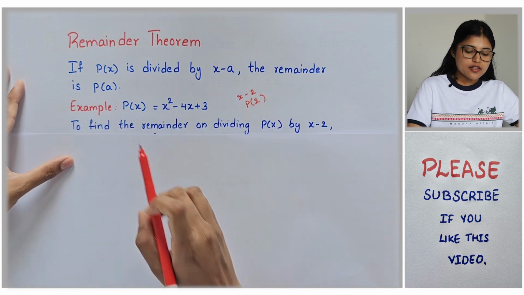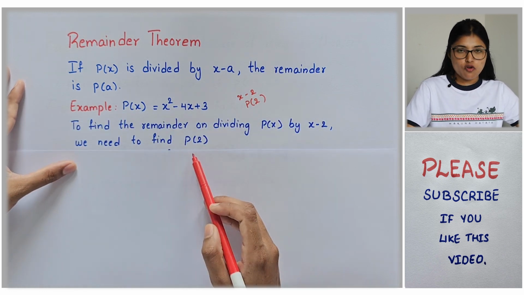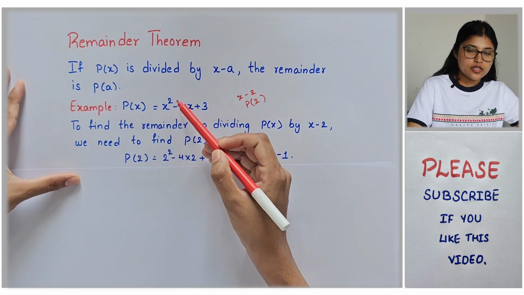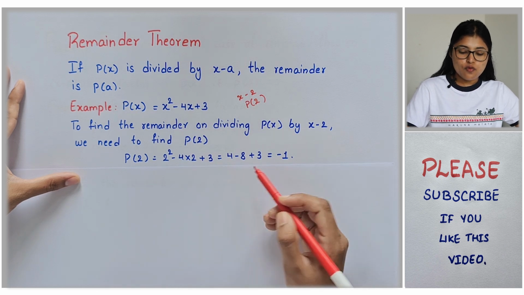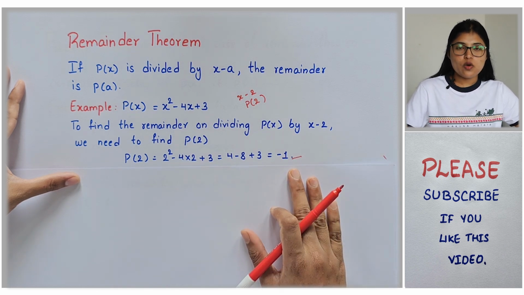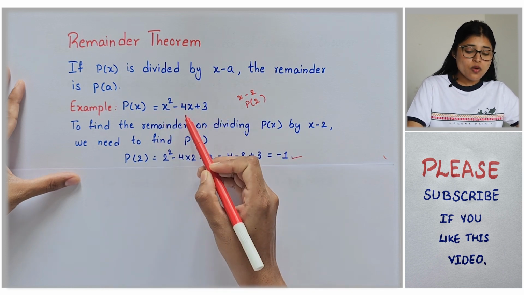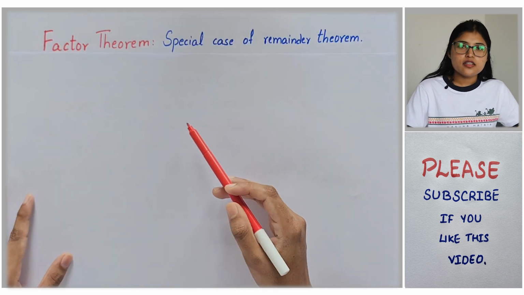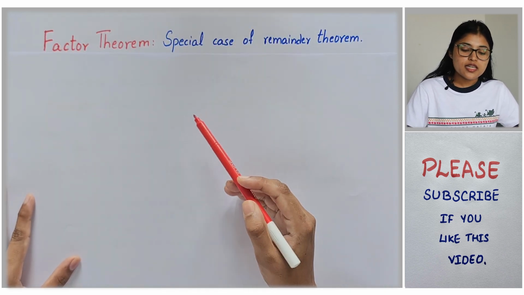So, to find the remainder on dividing by x minus 2, we need to find p of 2. So p of 2 is nothing but substituting 2 in the place of x. 2 square minus 8 plus 3, which is 4 minus 8 plus 3, which is minus 1. So this minus 1 is the remainder that you get upon dividing x square minus 4x plus 3 by x minus 2.